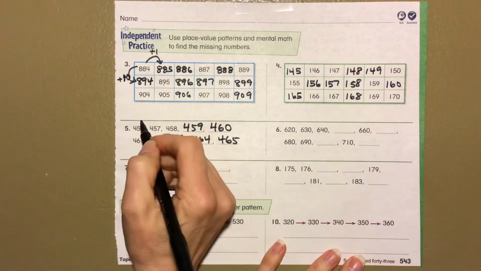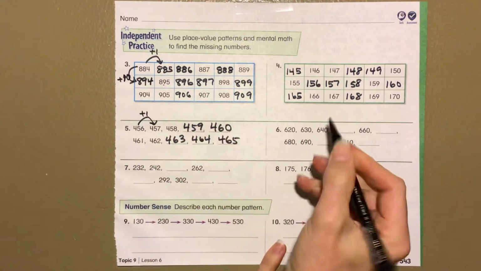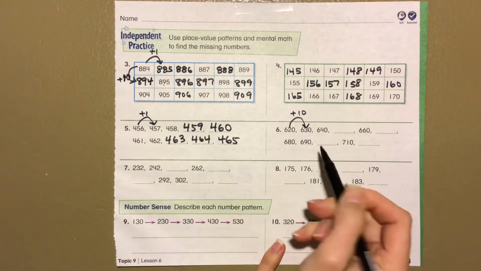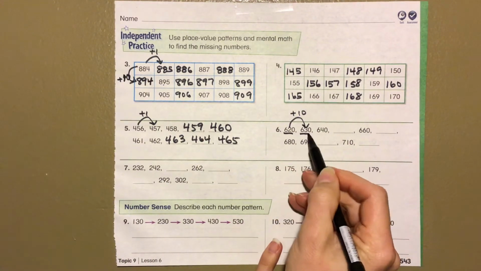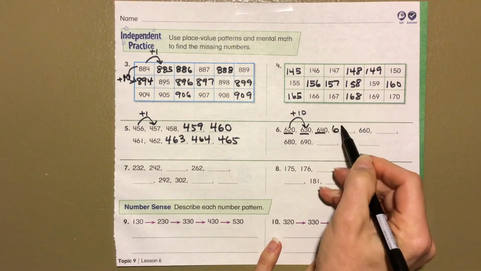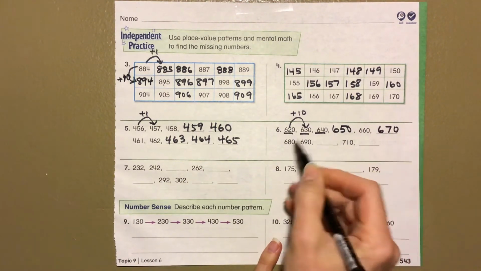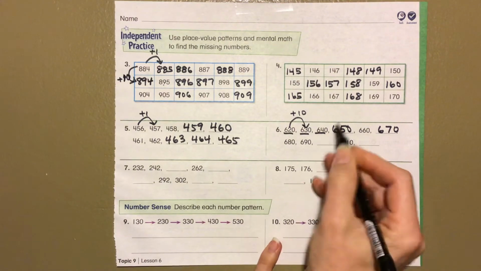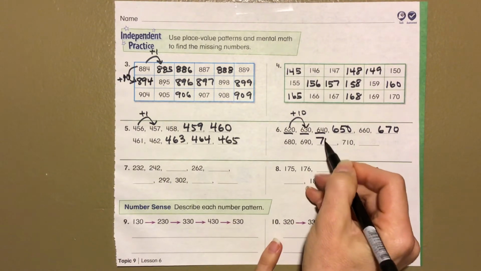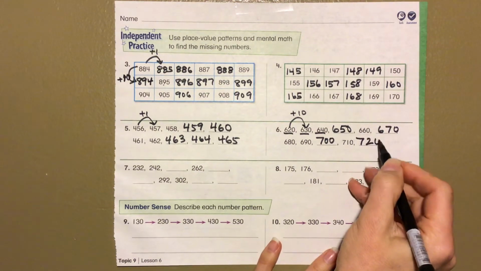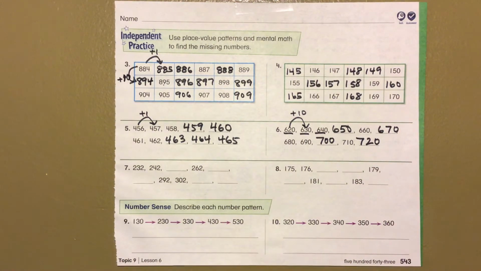Oh, now look, this went up by +1. Look at this one. This is going up by +10. So let's do this. This might be a little tricky. 620, 630, 640, 650, 660, 670, 680, 690, 700. That one can be a little tricky there. 710, 720.